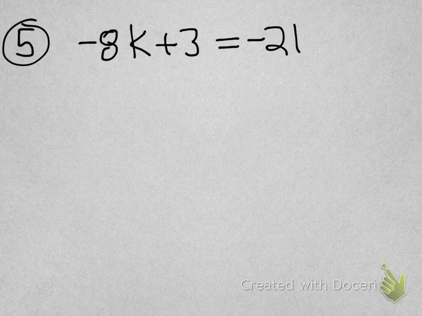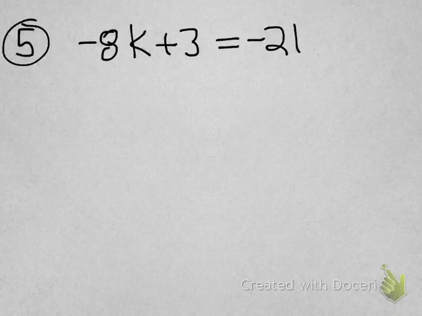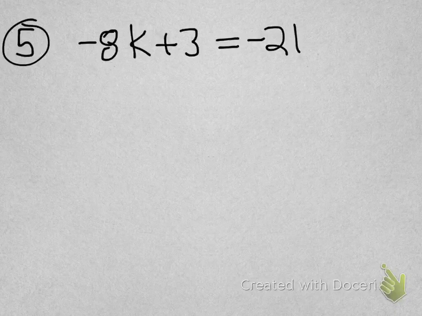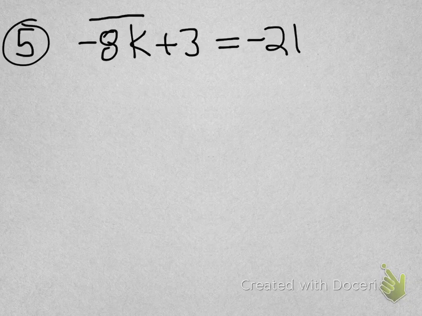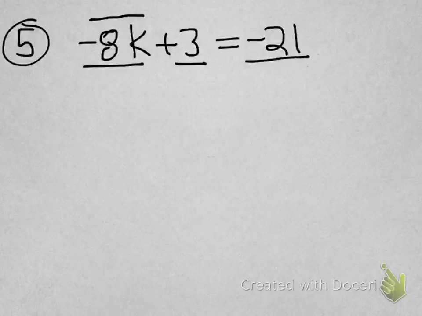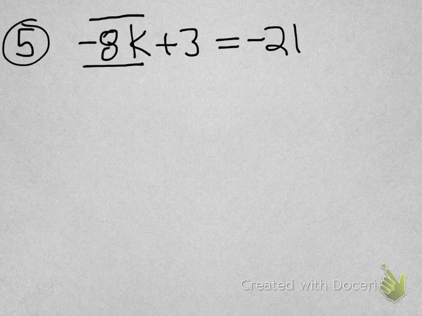All right, so we look at this one. We have negative 8k plus 3 equals negative 21. When we're trying to eliminate everything and get that variable all by itself, we want to look for what's the easiest to do. Right here, I'm doing negative 8 times k. If I were to divide by negative 8, I would have to divide that by negative 8, that by negative 8, and that by negative 8. So I don't want to do it 3 times. So I just keep looking and I see a better way to do it.